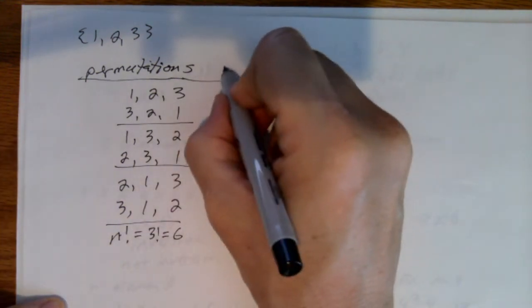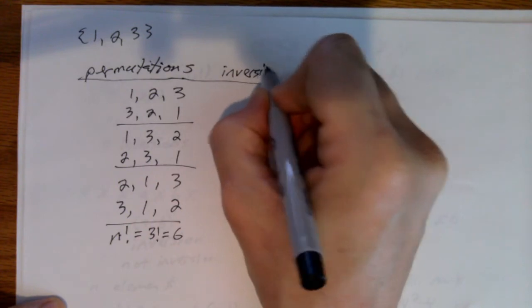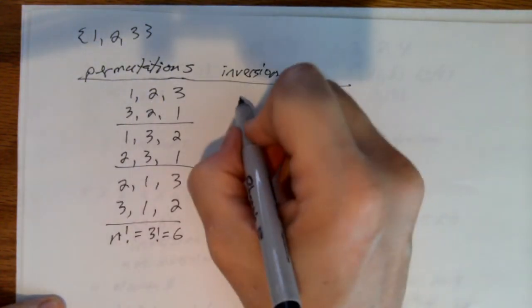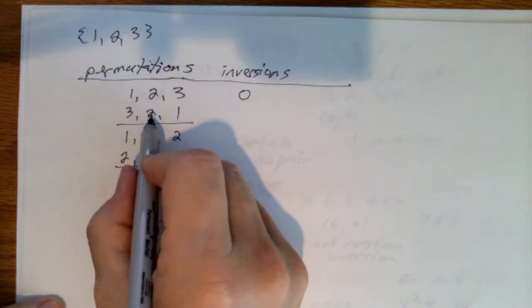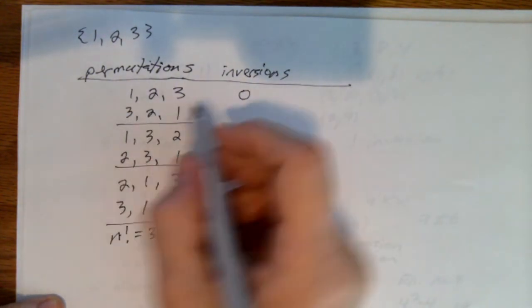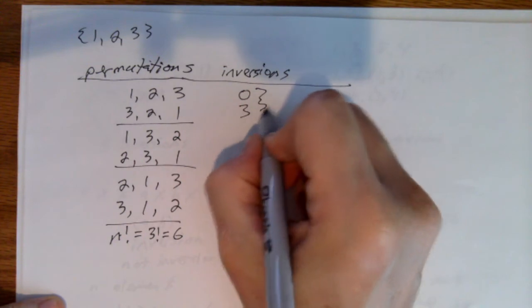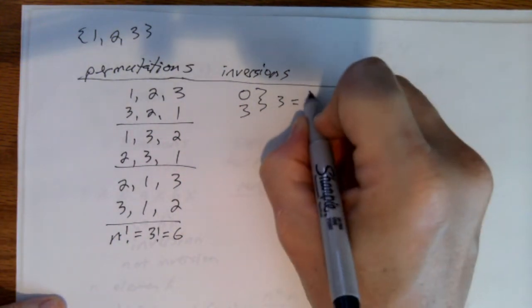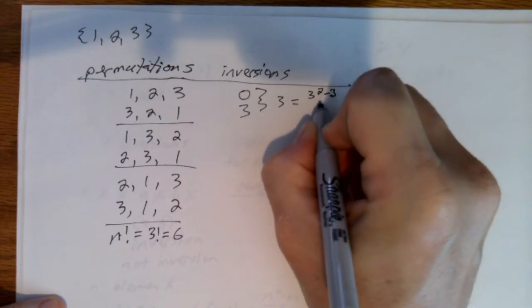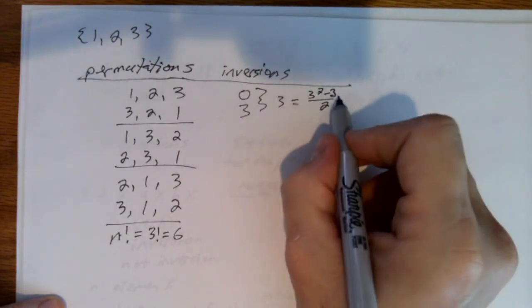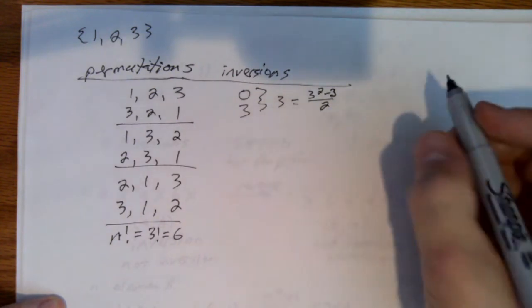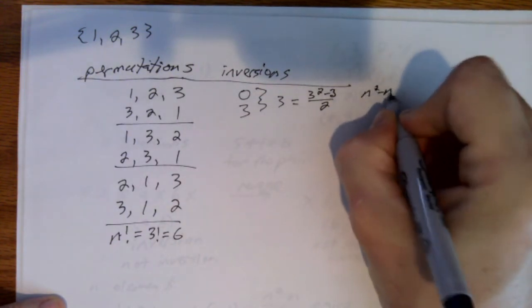So let's count inversions. For 1, 2, 3, we have 0 here. 3 and 2 is an inversion, 3 and 1 is an inversion, 2 and 1 is an inversion, so we have 3 for a total of 3 here. And what is that in terms of our formula? That's 3 squared minus 3 over 2, so 9 minus 3 is 6, divided by 2 will be 3. Right, so we have n squared minus n over 2.